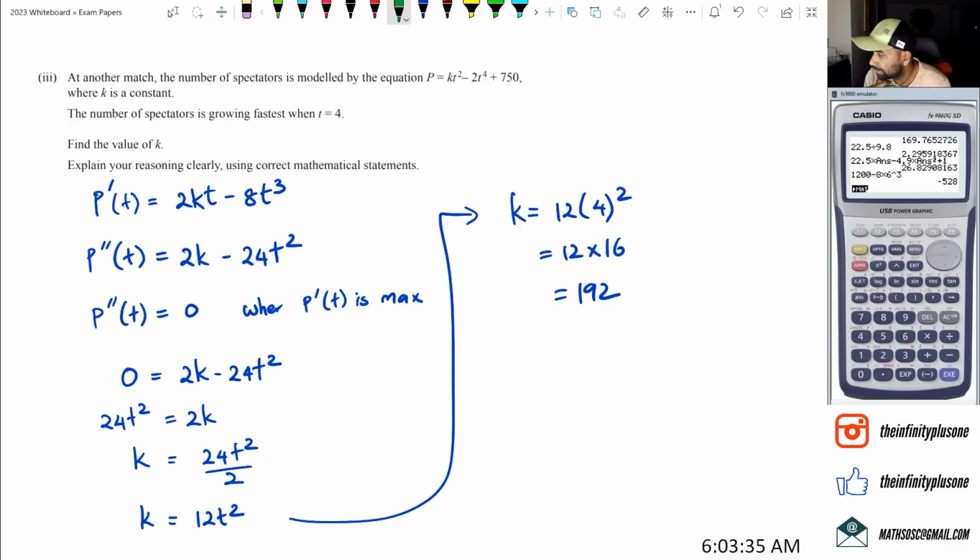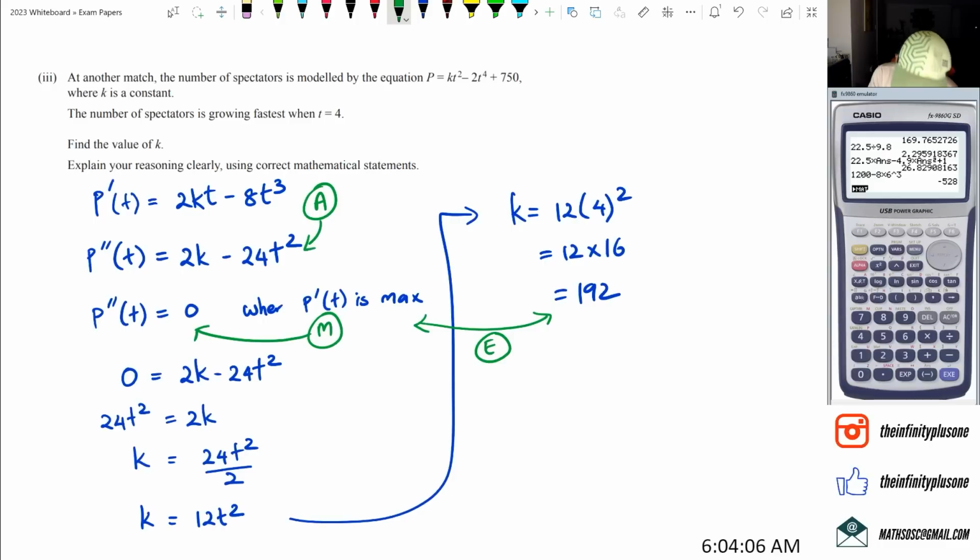So grades wise, you've got to do both of these things, and you end up getting excellence. Now, if you don't attempt this question at all, you could get an achieved for p double dash, and you could also get a merit possibly if you do p double dash is equal to 0. So that part could get you a merit, and this part gets you an achieved. Okay, cool, that's basically it for question 2. We move to question 3 next.